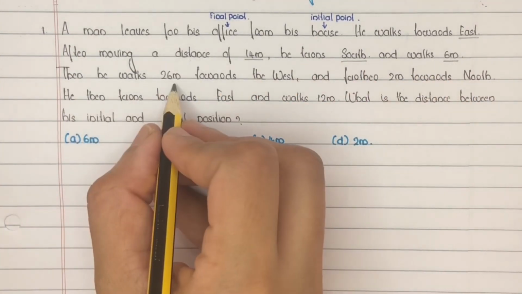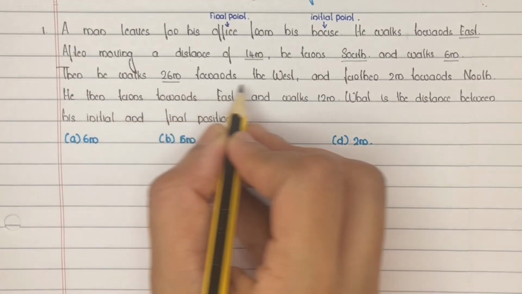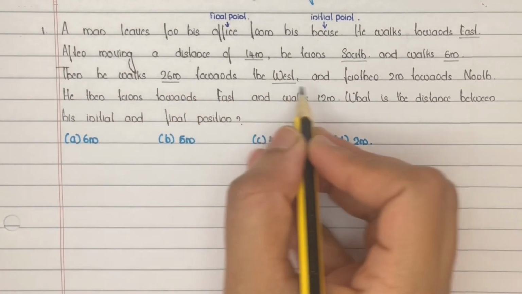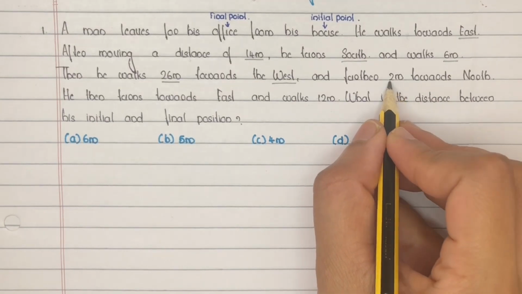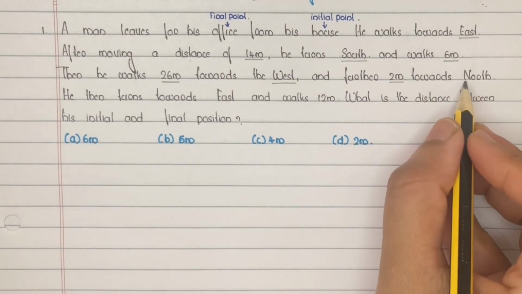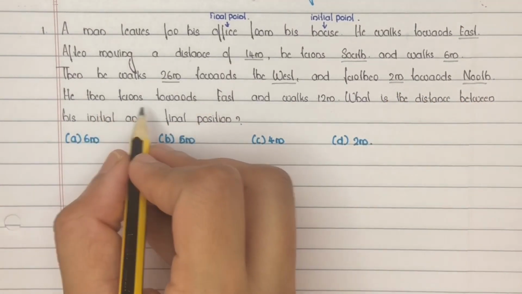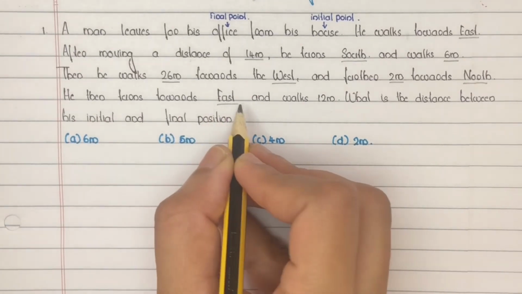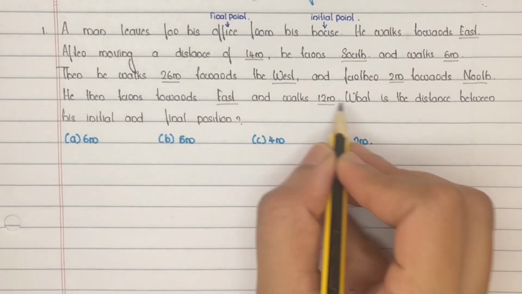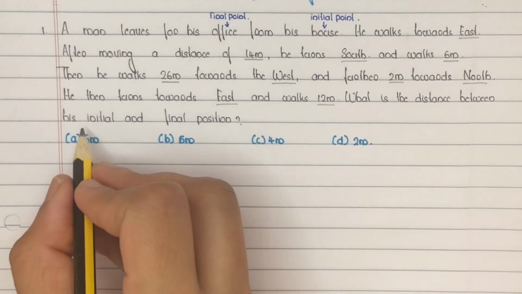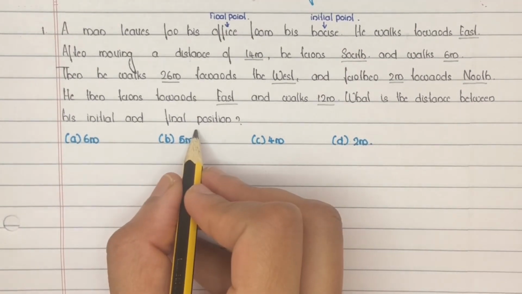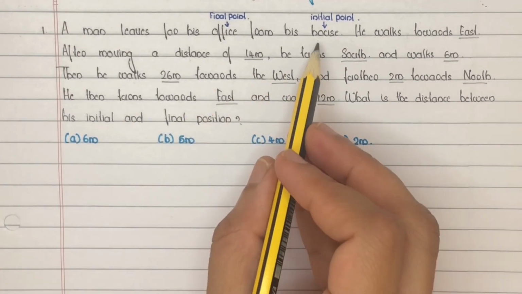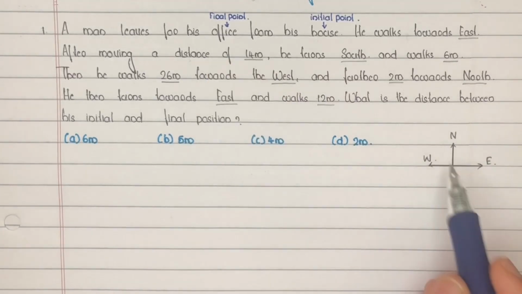Then he walks 26 meters towards west and further 2 meters towards north. He then turns towards east and walks 12 meters. What is the distance between his initial and final position? The distance between the initial house and his office. Draw a rough direction.